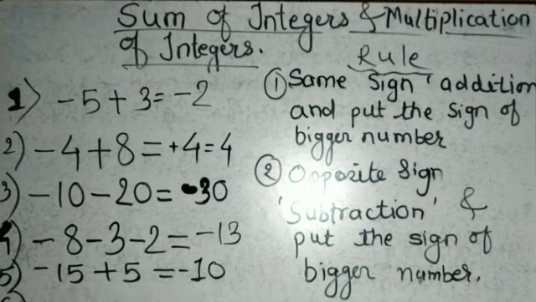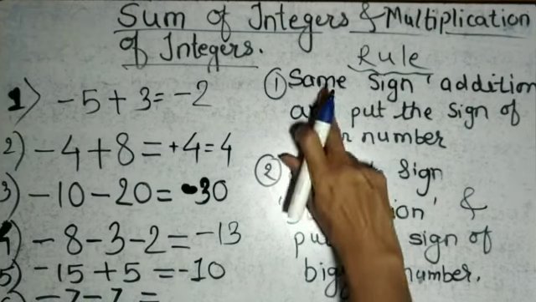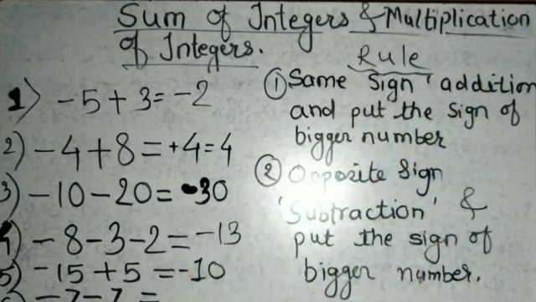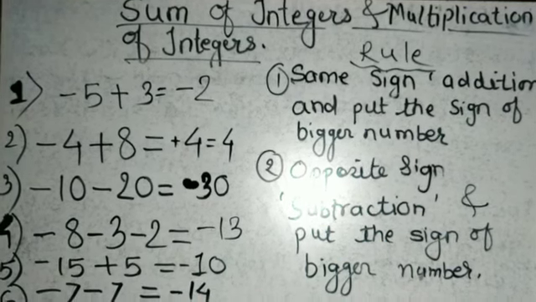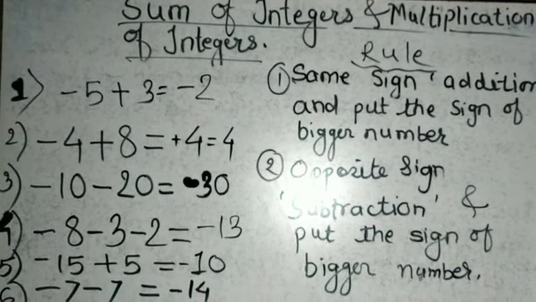Then the sixth example, one more example we will take here. -7 minus 7. Here the same sign is there. As the same sign is there, we have to do the addition. So same sign, addition. 7 and 7, 14. -14. So this is the answer. You can see it properly now. -7 minus 7 is -14.